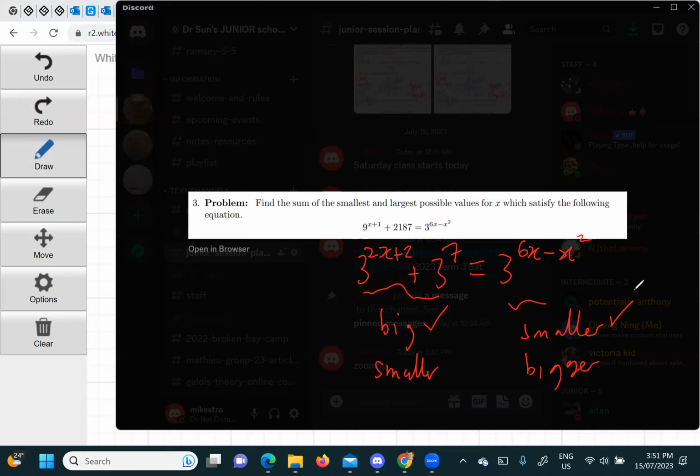So it seems like it's hard to substitute. If you substitute x equals 1, it's going to be 3 to the 5. So it's going to be hard for the 3 to the 6x minus x squared to get bigger than 3 to the 7. So we need 6x minus x squared to be bigger than 7. Is that possible to do? So we can maybe do x equals 2.